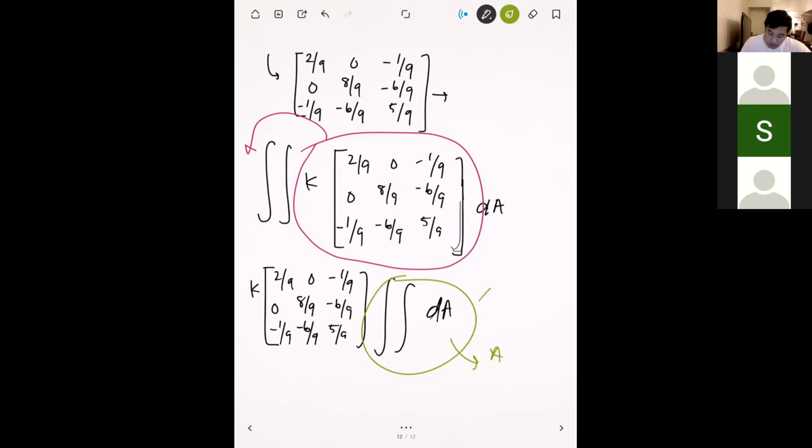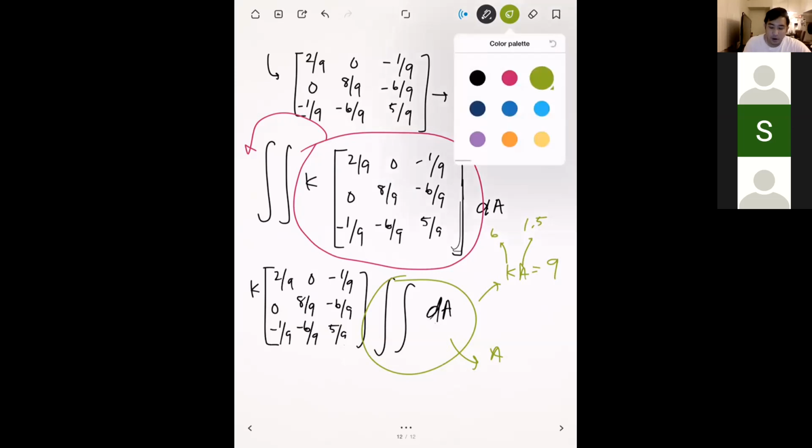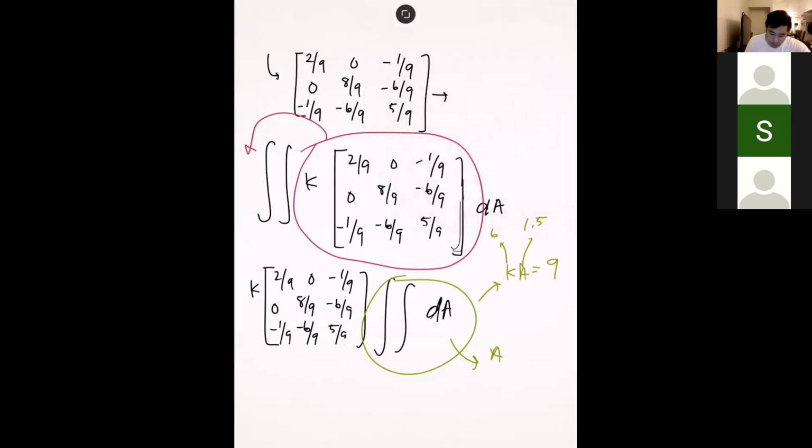Just by the magic of me picking the numbers to be nice here, the product of K and A, remember K was 6 and A was 1.5, is going to be 9. So by magic, this 9 is going to cancel out with all the denominator there. What we get finally for our element stiffness matrix is just 2, 0, minus 1, 0, 8, minus 6, minus 1, minus 6, and 5.